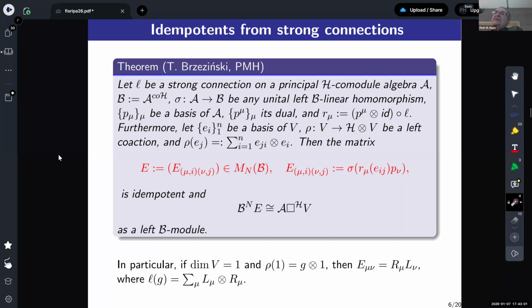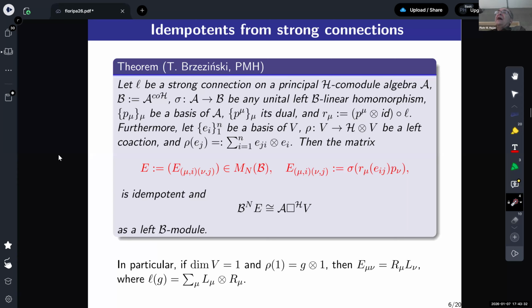Then your corepresentation is just given by some group-like G, and there is no i, j, because this is a one-by-one matrix. And when this is a one-by-one matrix, well, basically you can write your strong connection always in such a way that R mu is equivariant with respect to G. So right, the coaction of R mu will give me R mu tensor G, and the coaction on L mu will give me L mu tensor G inverse.